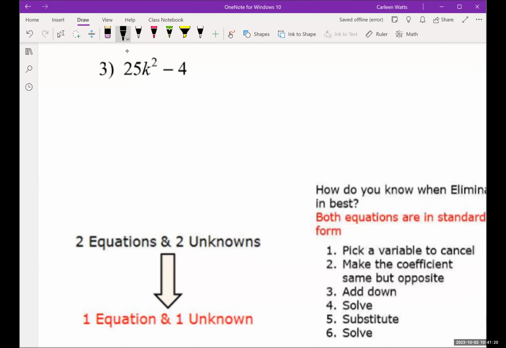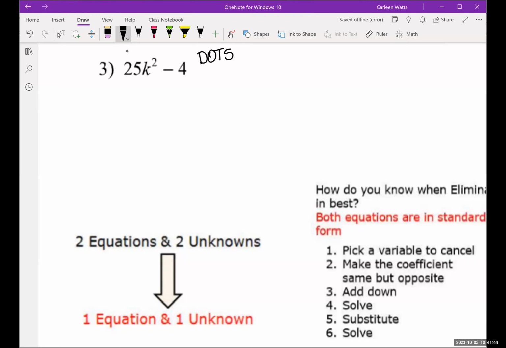25 is one of my favorite numbers. Do you guys have favorite numbers? I have favorite numbers. 25 is one of my favorite numbers because it just is so perfect. It's a perfect square. Yeah, and 4 is a perfect square. This is difference of 2 squares.